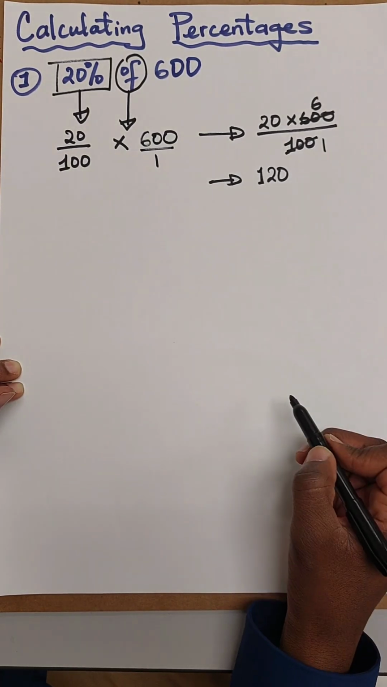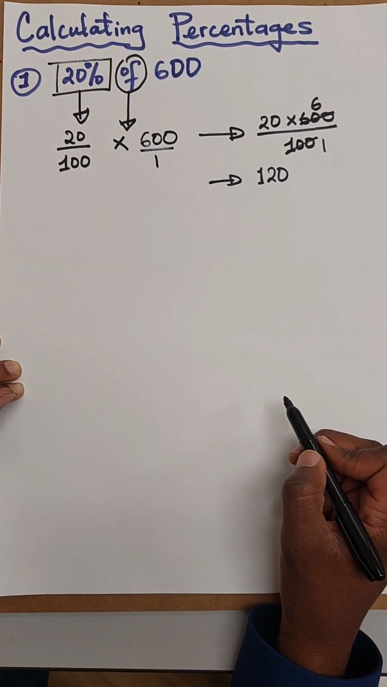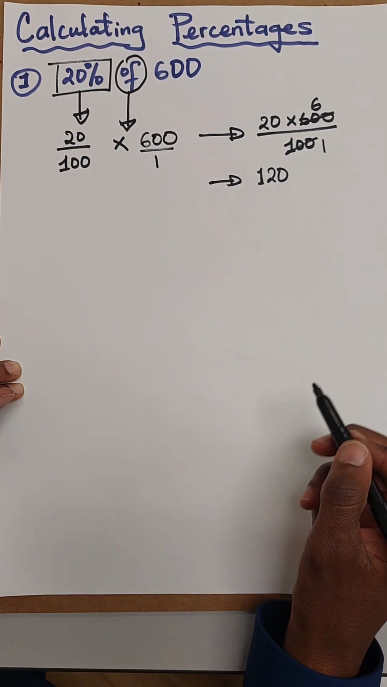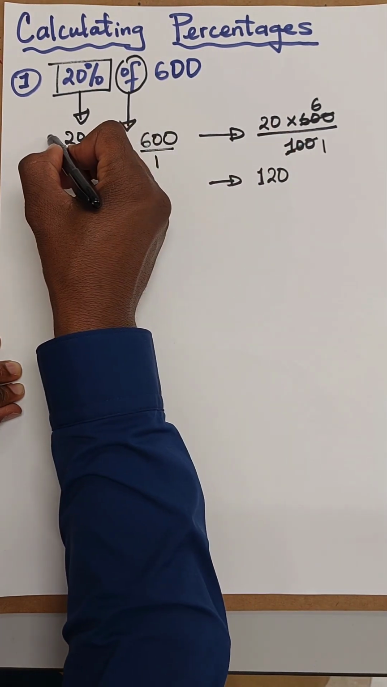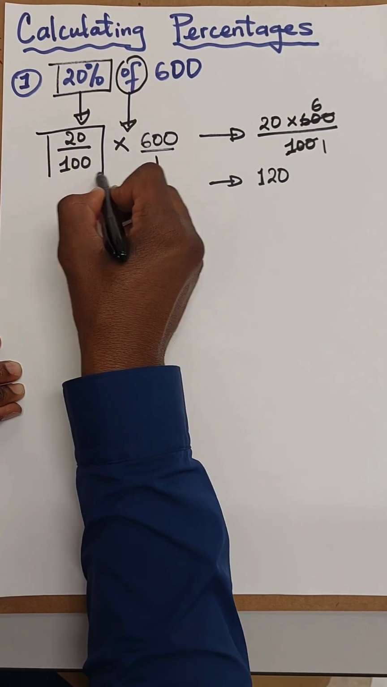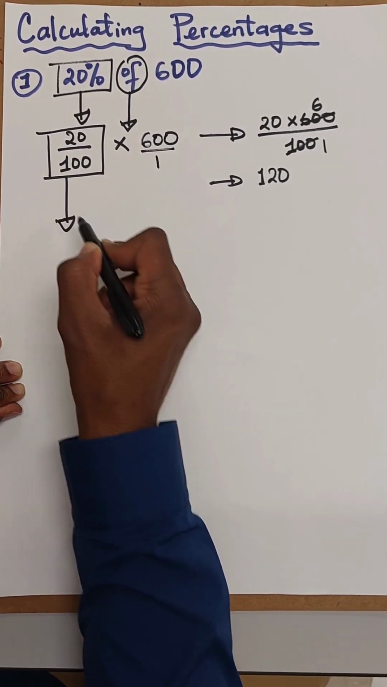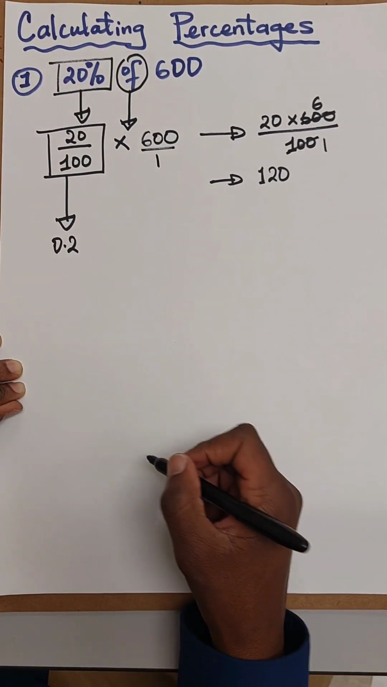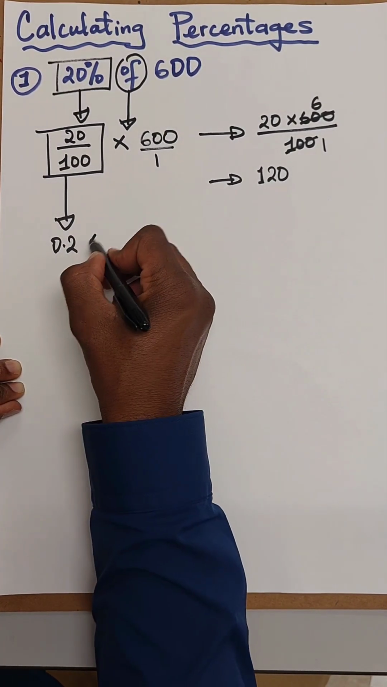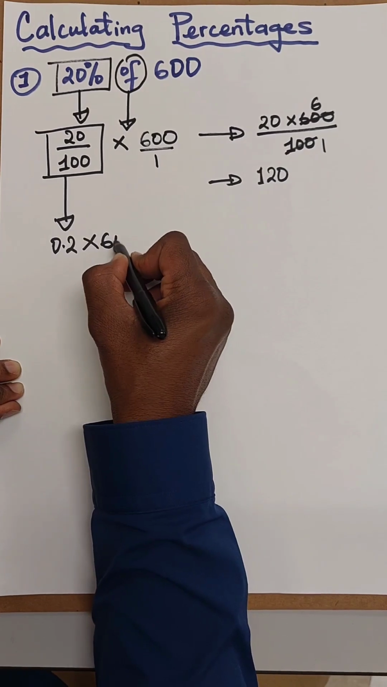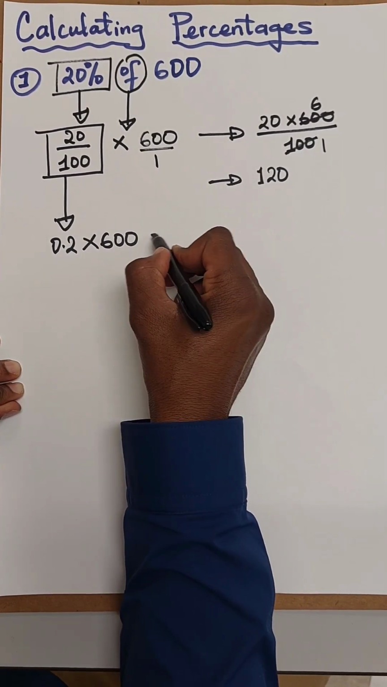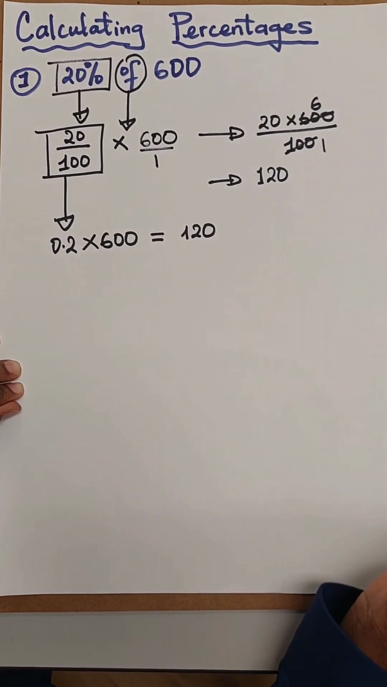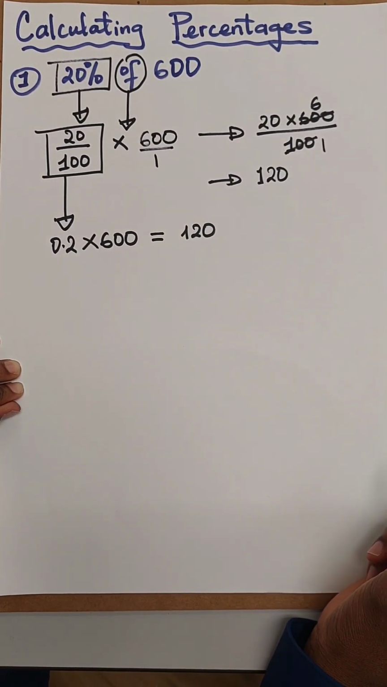Okay, so 120 out of 600 is 20% of it. So if you were using a calculator, then you might want to go down where this becomes a decimal, 0.2. Okay, 20 divided by 100 becomes 0.2, and you use your calculator to do 0.2 times 600, and then you still get 120. So that is how to calculate the percentage of a number.